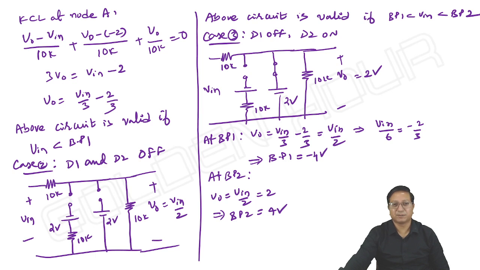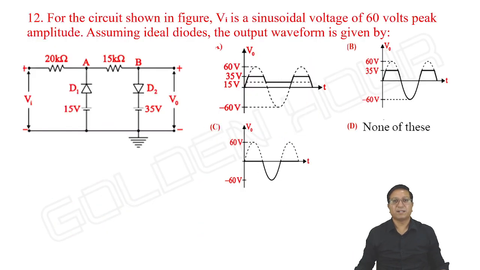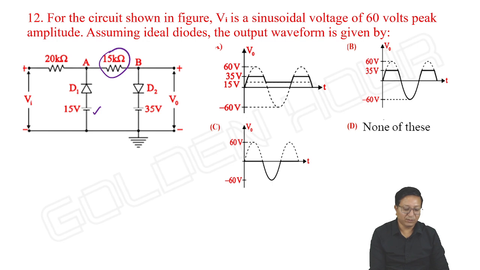All right, you can see this correction from the previous video. Now, coming to the next question. For the circuit shown in figure, VI is a sinusoidal voltage of 60 volts peak amplitude. Assuming ideal diodes, the output waveform is given by what? What might be the output waveform? If this 15K is not present, we know what might be the answer. Output minimum is 15 volts and output maximum is 35 volts. 15 to 35 is the expected answer.